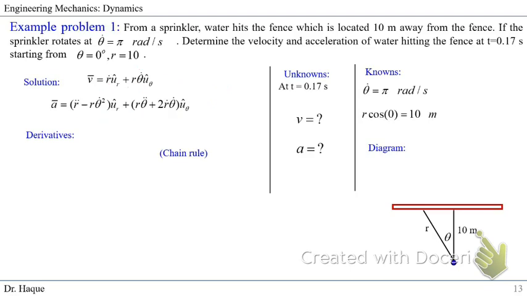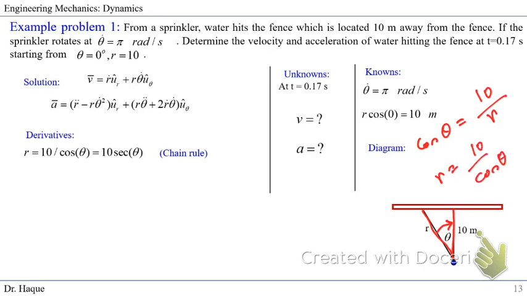So let's find the derivatives. First r. We use trigonometry. We know cos theta equals this base, which is 10 meters, divided by this arm, which is r. So r equals 10 over cos theta, and 1 over cos theta equals sec theta. That's how we get r equals 10 sec theta.